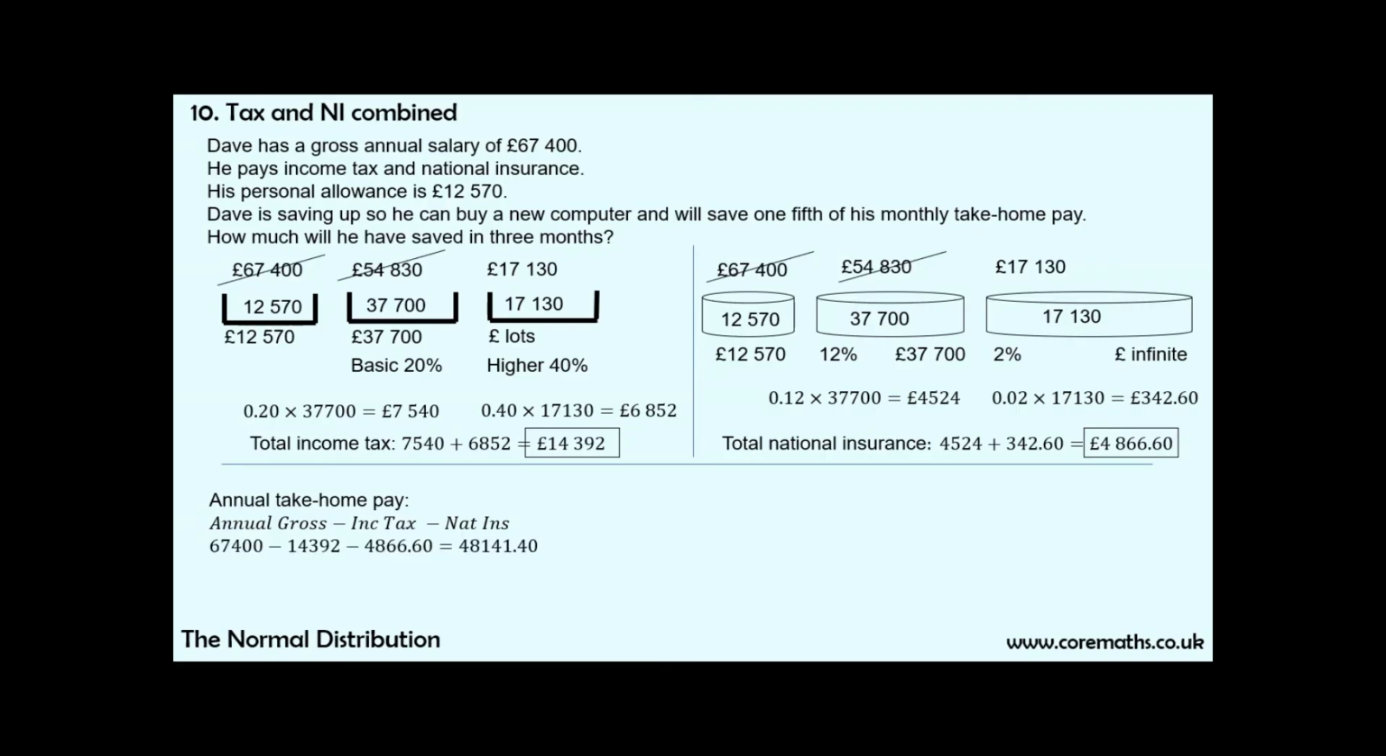So Dave gets 67,400 is his annual gross, the 14,392, which I can easily find because I put a box around it earlier, and also the £4,866.60. If you take all of those things off, Dave's annual take-home pay is £48,141.40. Most salaries and jobs will pay that monthly, so we're thinking about the monthly take-home pay, which is just that number divided by 12. In this case, that's £4,011.78. There was a little bit of rounding there.